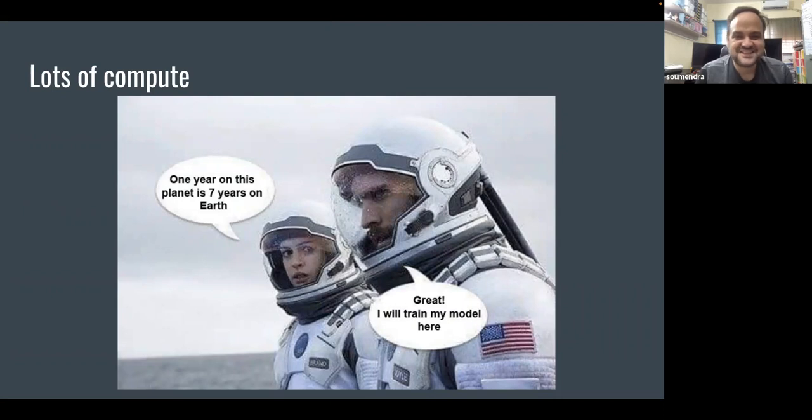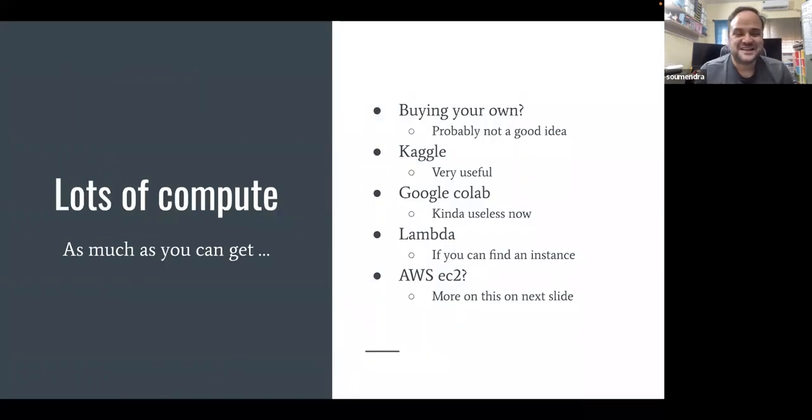And lastly, compute. This is going to be the most important bottleneck. This will determine the kind of models, the kind of data sets that you can play with, right? And everybody thinks about this all the time. At least I do. So how much compute is good? The answer is as much as you can get. And should you buy a deep learning rig of your own? Probably not a good idea. Those graphics cards are fairly expensive. Upfront investment is probably not a good idea.